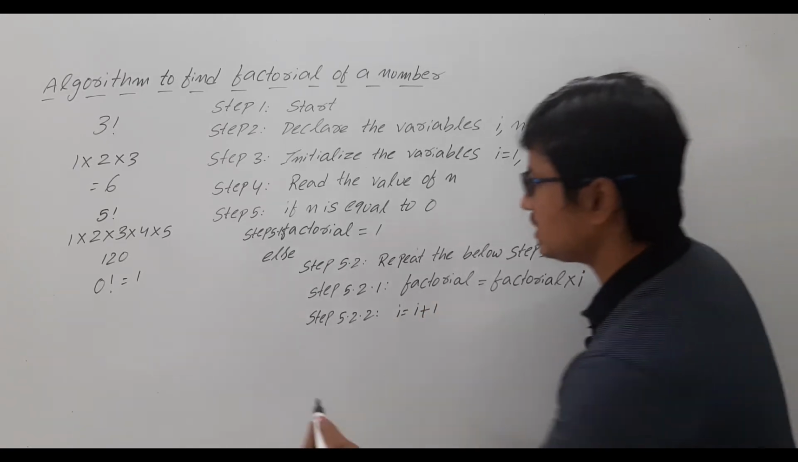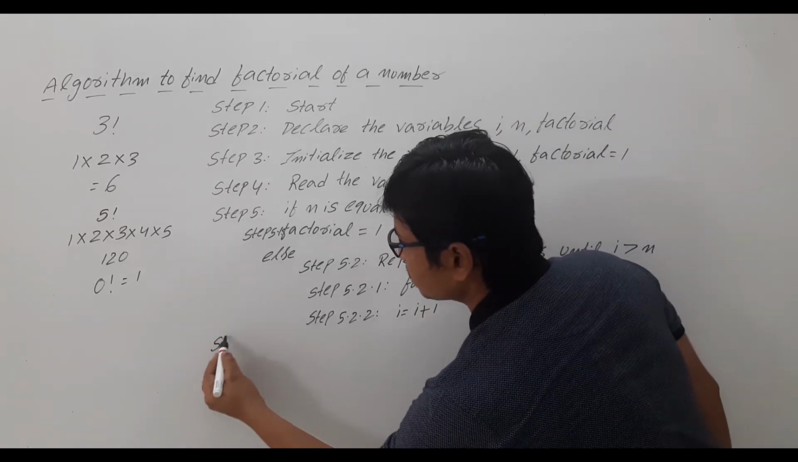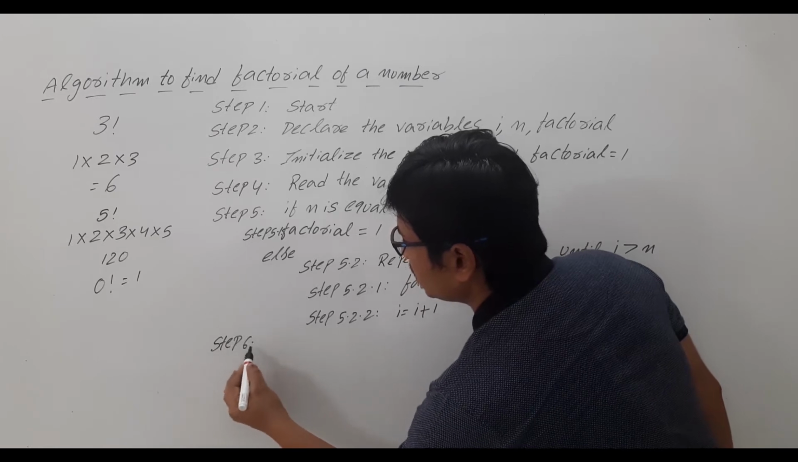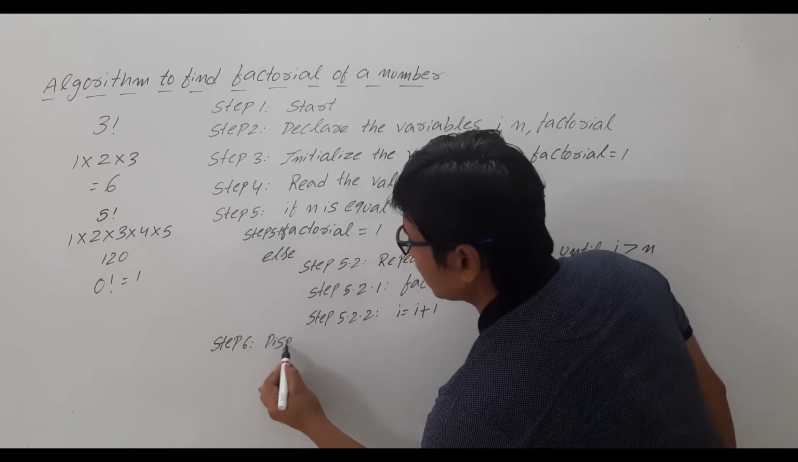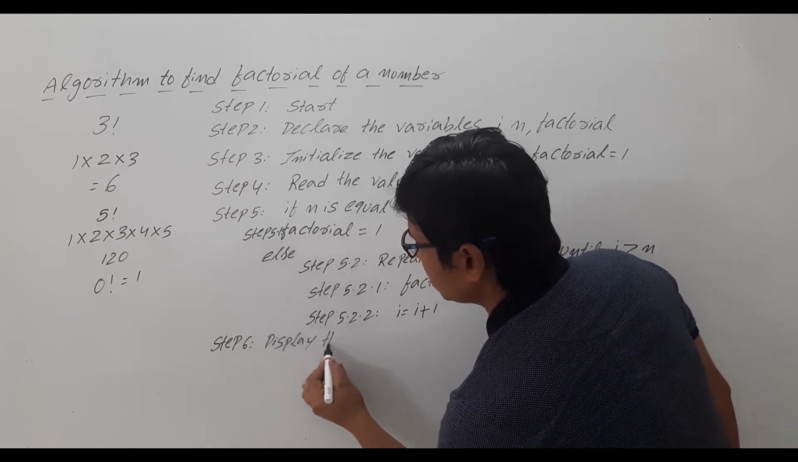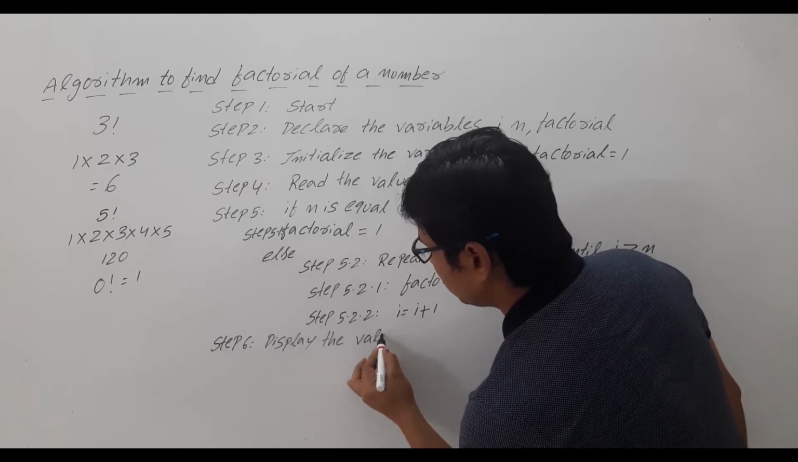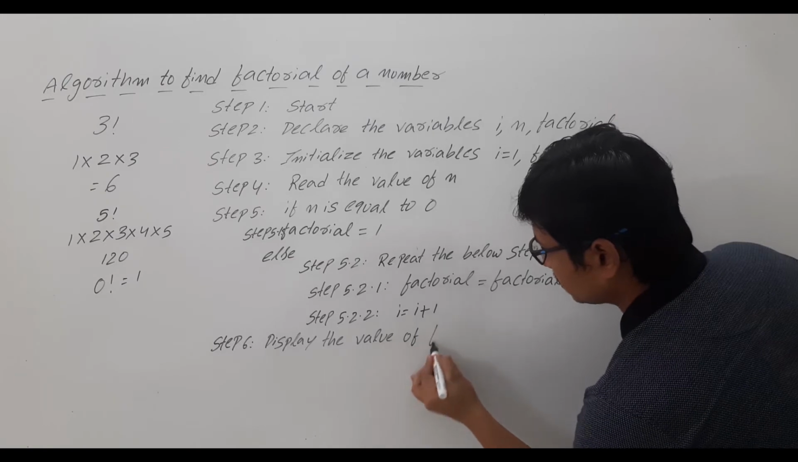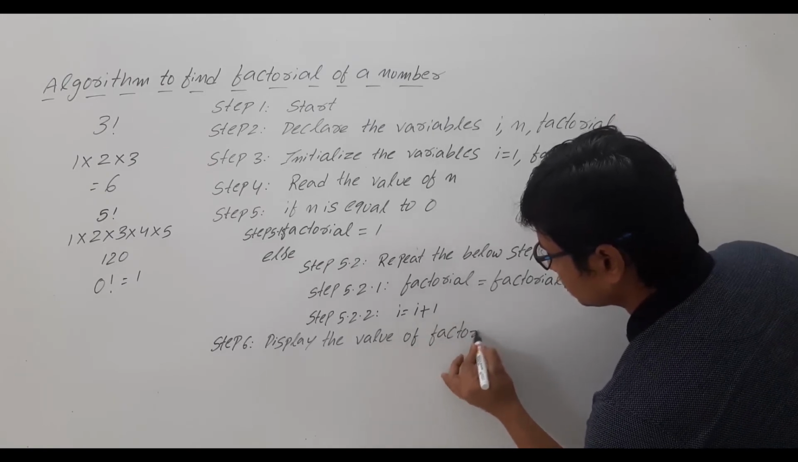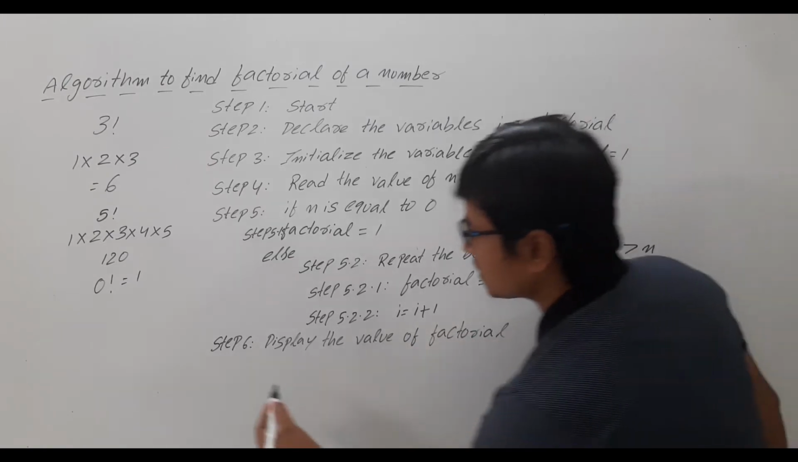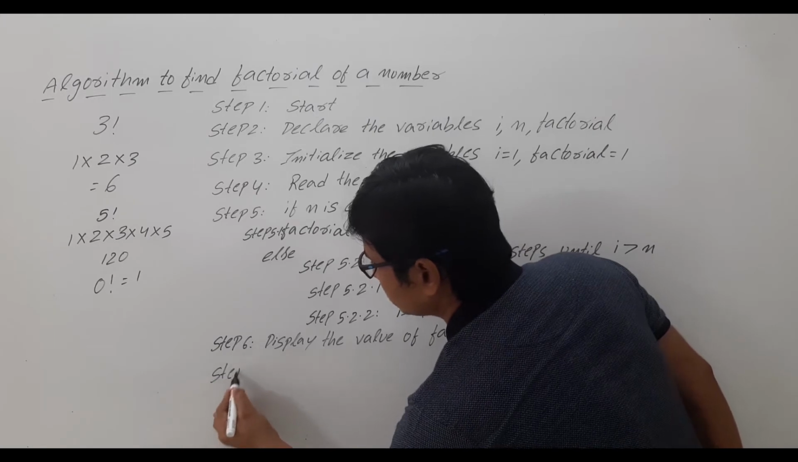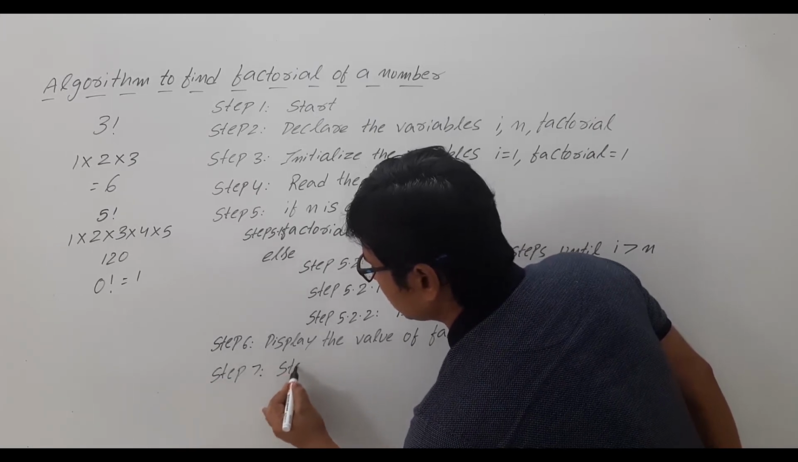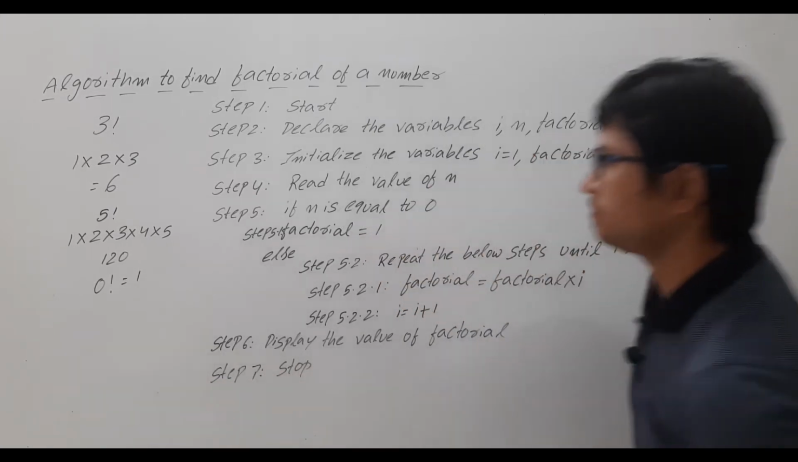Once it is done, step 6: you need to display the value of factorial. Step 7: stop. Now we will discuss this algorithm.